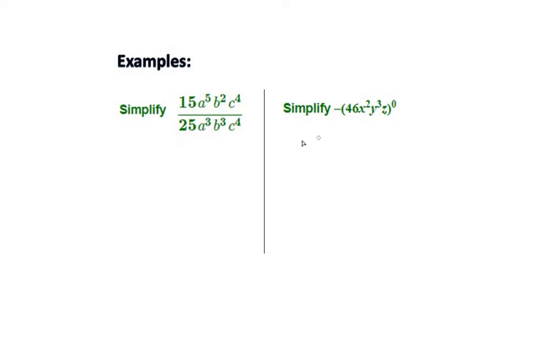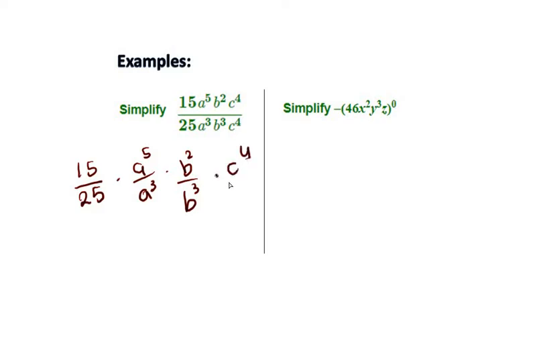Simplify the following expression: 15 a to the power of 5 b squared c to the power of 4 over 25 a cubed b cubed c to the power of 4. Now, in division, we subtract the powers of the same base. Here we have 15 over 25, to simplify it more, times a to the power of 5 over a to the power of 3, times b to the power of 2 over b to the power of 3, times c to the power of 4 over c to the power of 4.